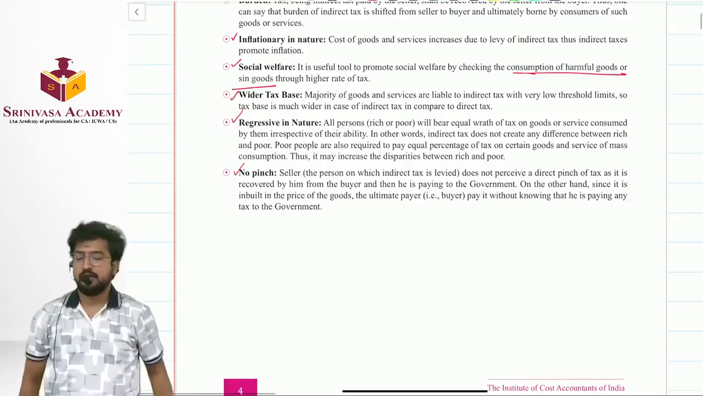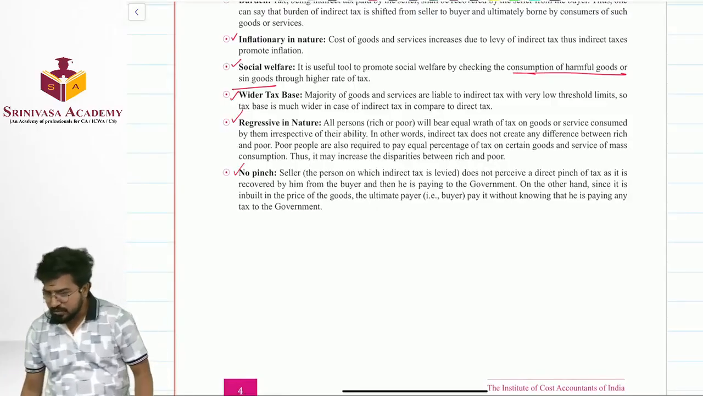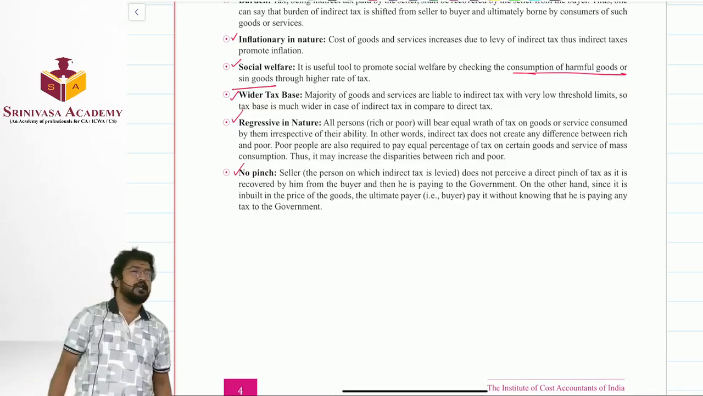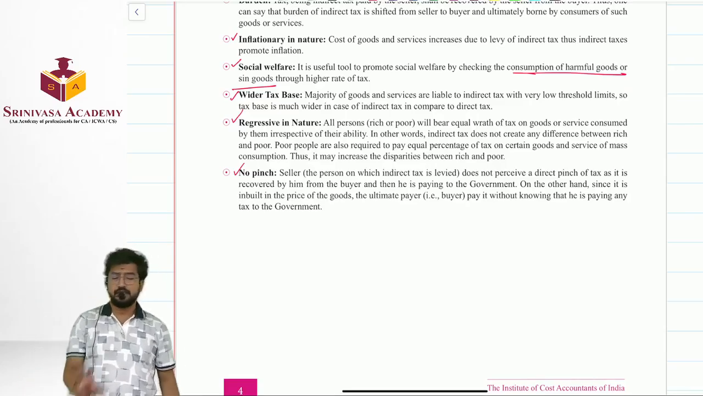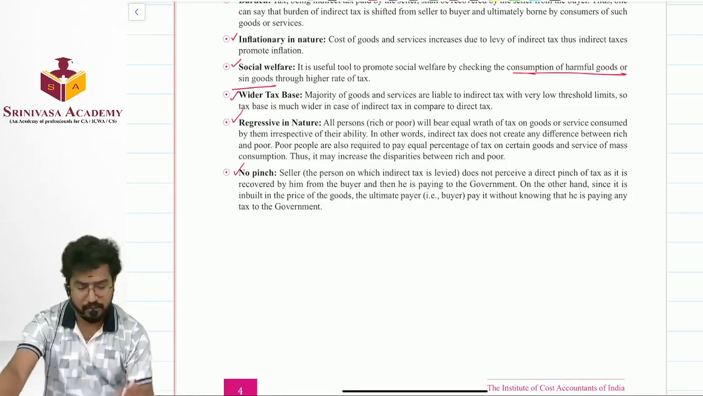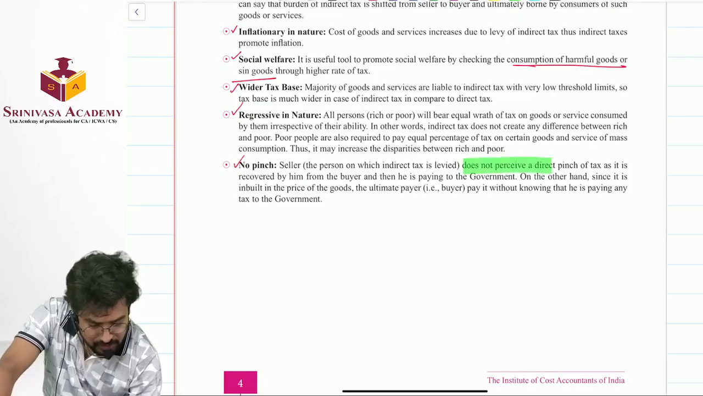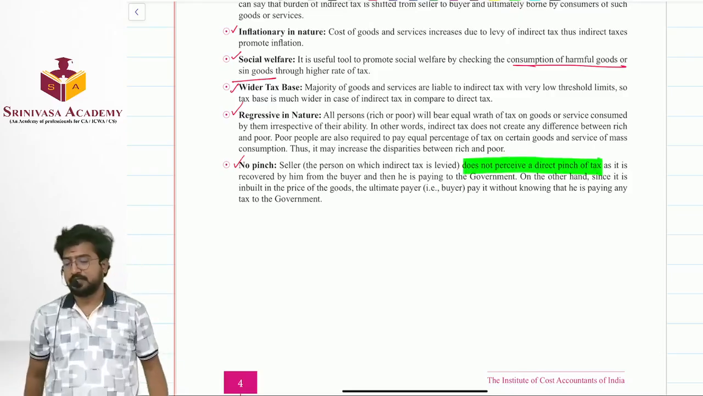Last one. No pinch. That means no perception of direct pinch. That is the concept here. No pinch means, here write down. No, here it is already given. Don't worry. Does not perceive a direct pinch of tax.